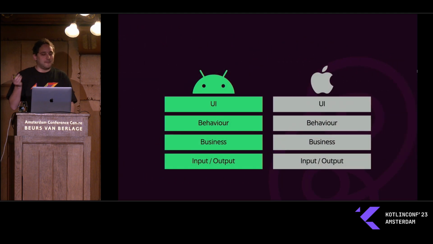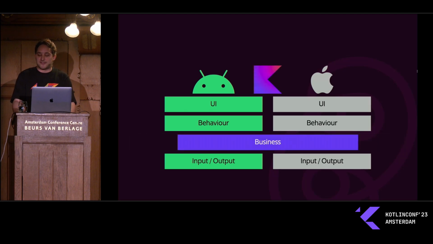So Kotlin Multiplatform, you all know the story. You start with two very different applications, an Android application and an iOS application, and then you want to share code. So in your application stack, the most obvious layer to share is, of course, the business layer.